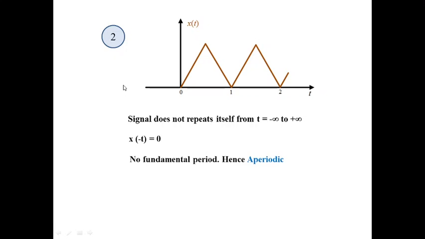There is no fundamental period. So what is x of minus t equal to 0? I am just trying to tell that the negative portion of the signal x of t is 0. There is no fundamental period and hence the signal is said to be an aperiodic signal.